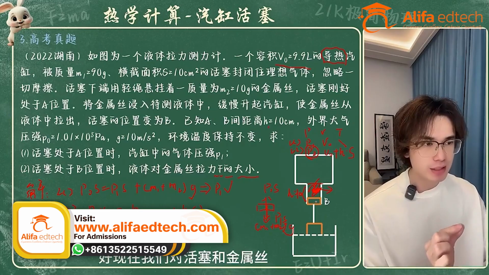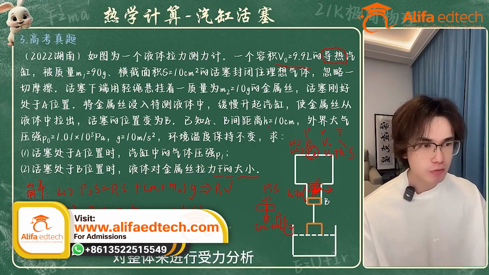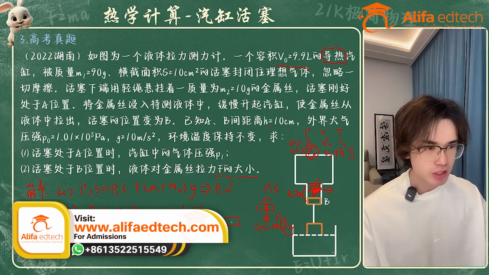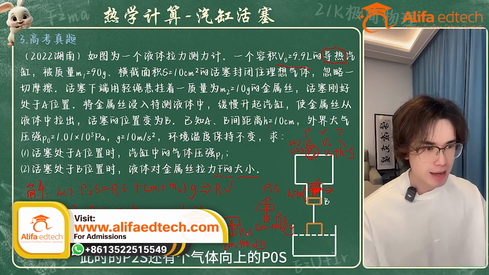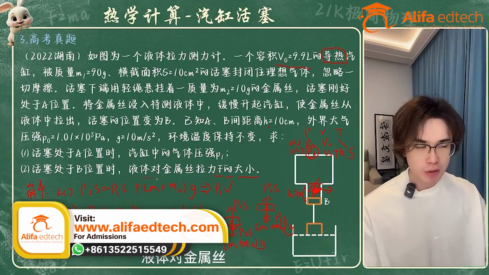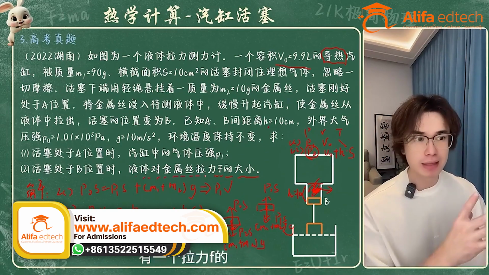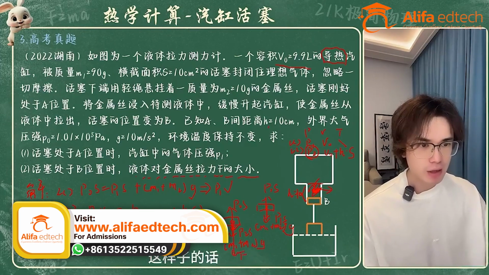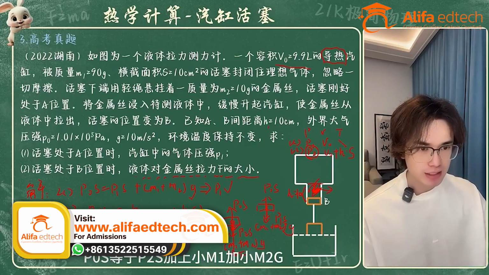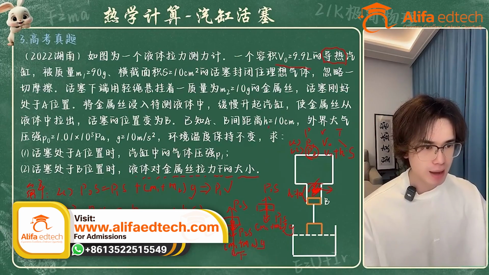Now, let's consider the piston and the metal wire as a whole, and analyze the forces acting on the entire system. The total force should include a downward force, which is the combined weight of the two. Then, there is also a downward force, which is P2 times S at this moment. There is also an upward force from the atmosphere, which is P0 times S. Don't forget, the problem clearly states that the liquid exerts a tension F on the metal wire. If there is such a tension, then there should be a downward force F acting on it. With this, we can set up the equation: P0S equals P2S plus (m1 plus m2) times g, and then add F. All of these values are known, so F can be solved for.